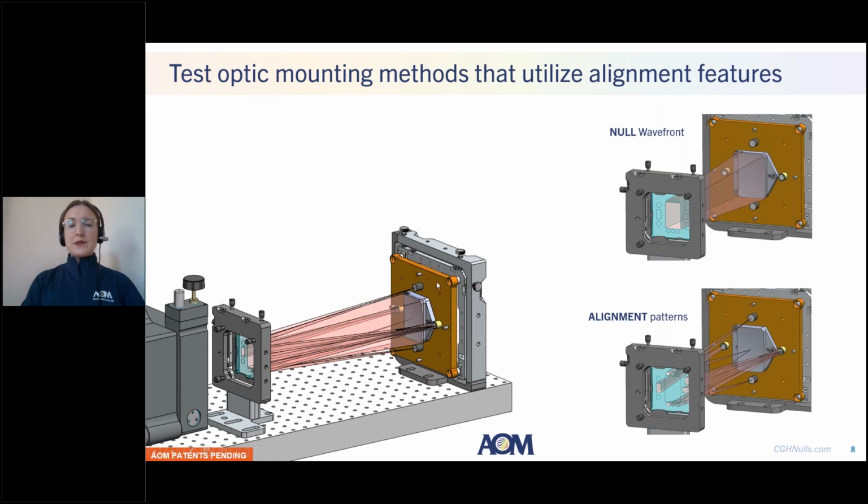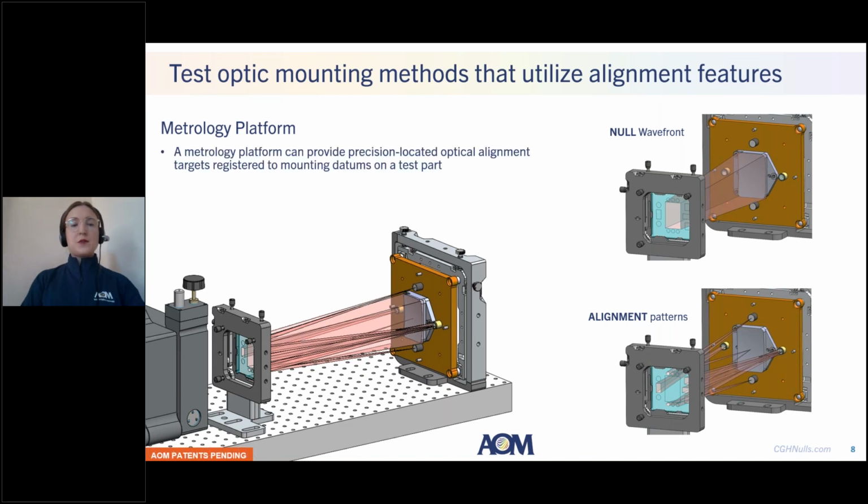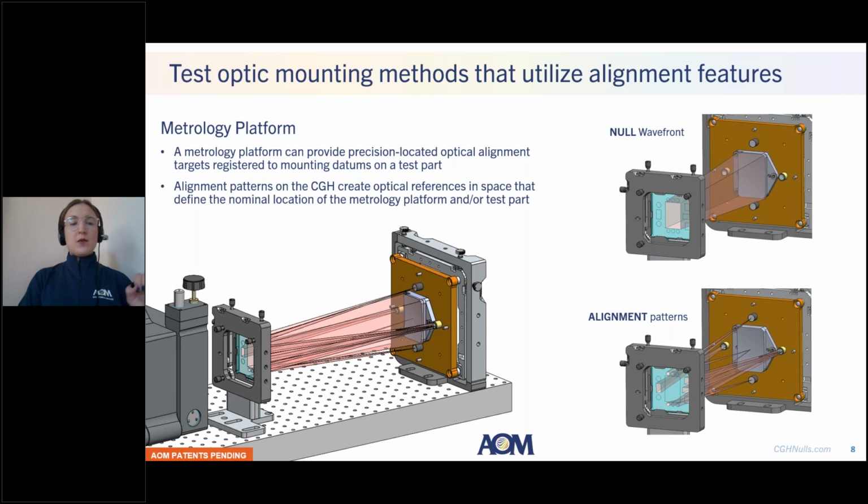The backplane is in direct contact with this platform, and the metrology platform is intended to hold our test optic and at the same time hold alignment targets relative to that test optic. And the idea is that we will design alignment patterns into our CGH that send light onto these targets. And these targets are in a known location relative to the datums of our test optic. So overall, we have the metrology solution for alignment and for measurement of our test optic surface.